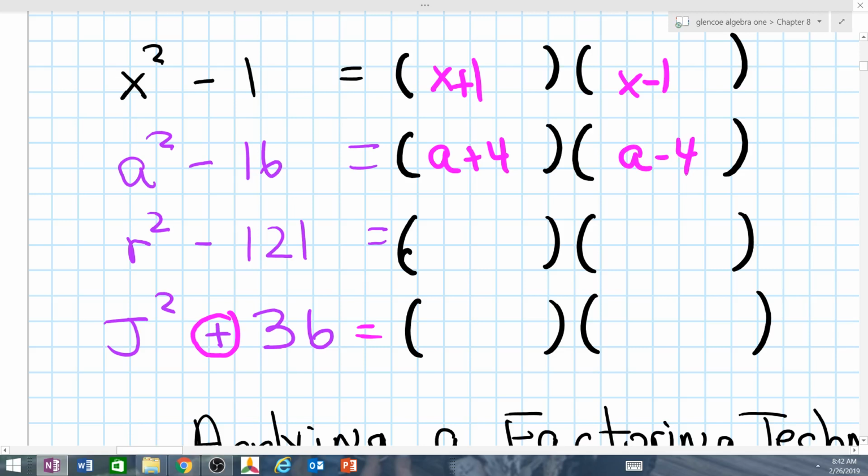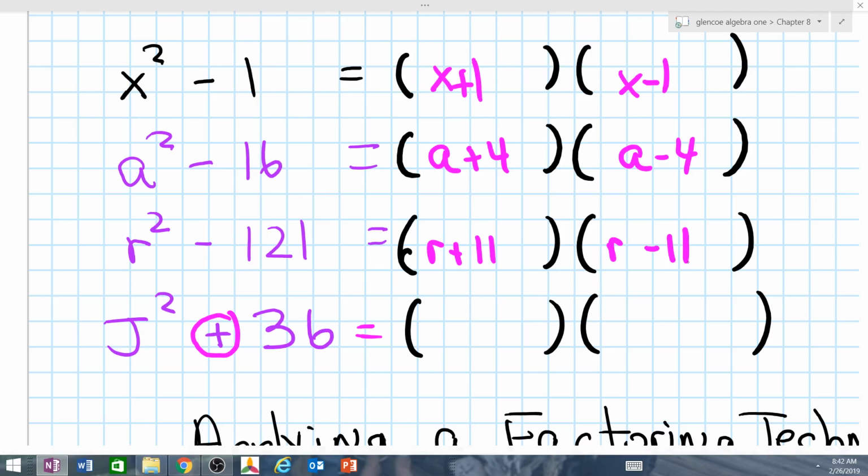R squared minus 121. Who would like it? Thank you. Right here. R plus 11, r minus 11. Good. And the last one, j squared plus 36. Anybody want to take a venture on that one?